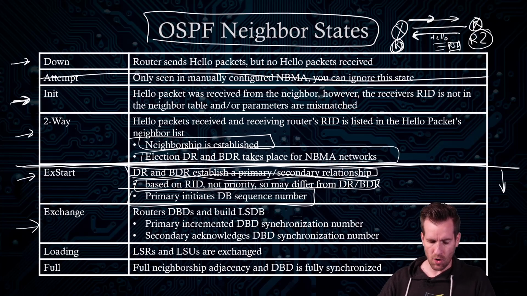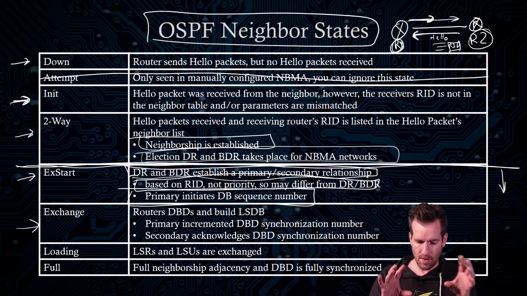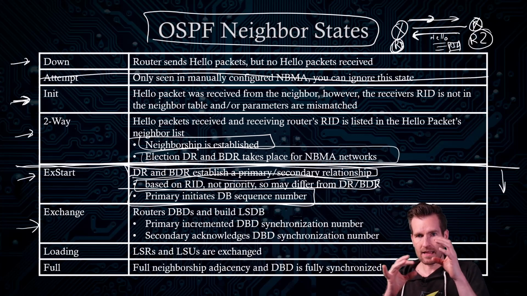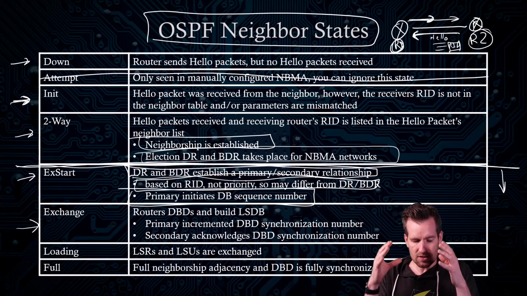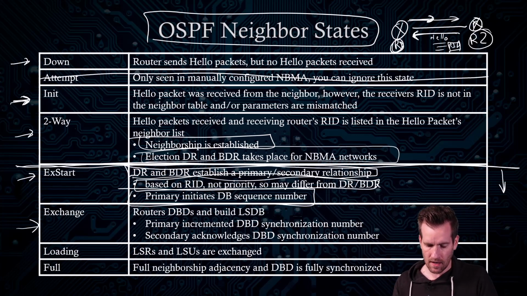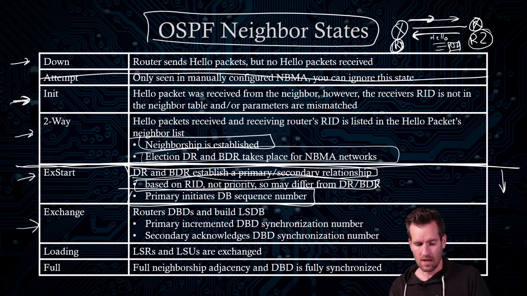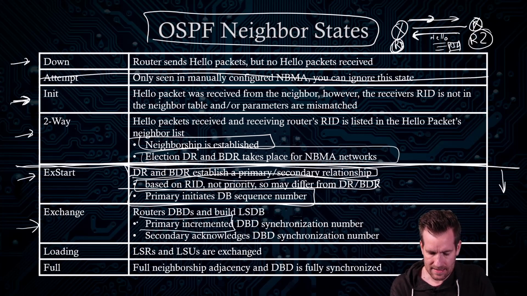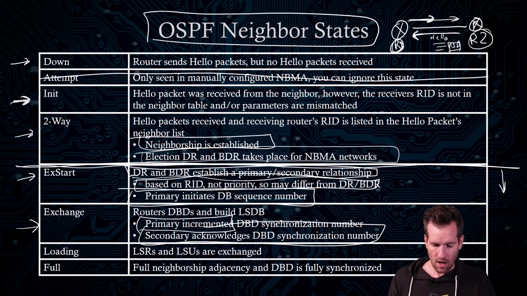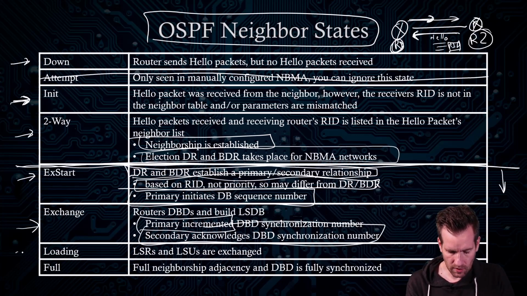In the exchange state, that's when the database packets get sent back and forth, and it builds this link state database. So it's getting all of these updates to the database. The database is incrementing through this sequence number, and only the primary can increment the sequence number. So the primary will increment the sequence number, and the secondary will acknowledge the sequencing of this database. Once it's done that, then it goes into the loading state.